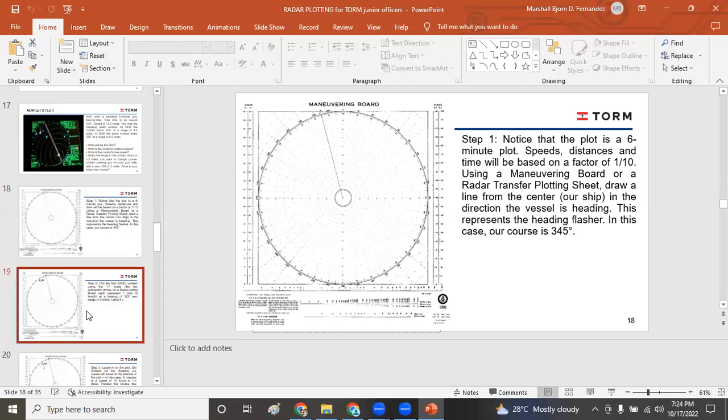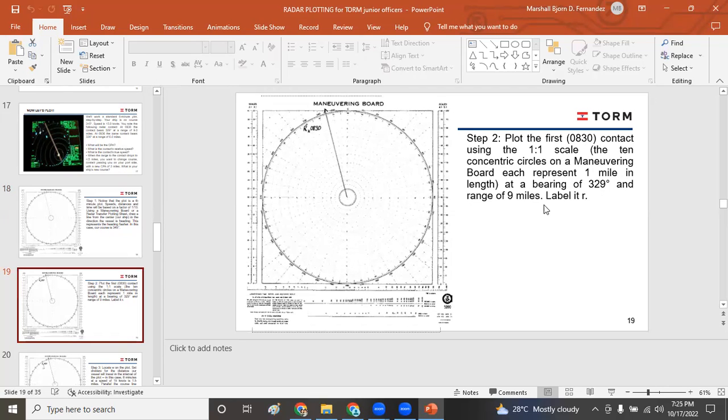Step 2. Plot the first 0830. So at 8:30, meron kang observation na 329 and range of 9 miles. So with that, ang range scale na gagamitin mo, remember, range scale is 12 miles. So for each concentric circle, you will use 1:1. One concentric circle is equal to 1 nautical mile. And 9 miles is given somewhere here at 8:30 bearing. Understood?